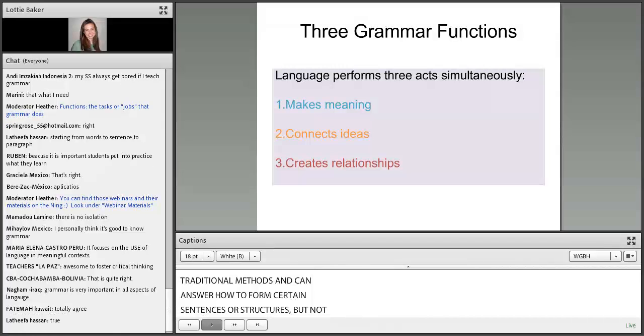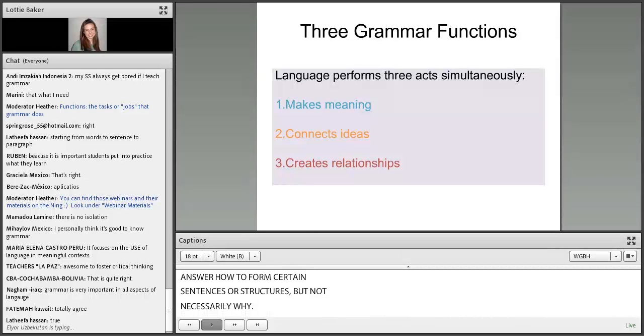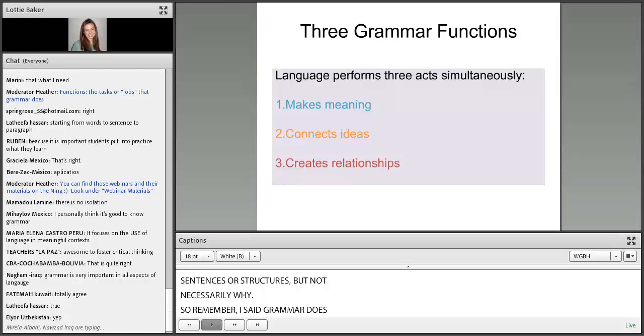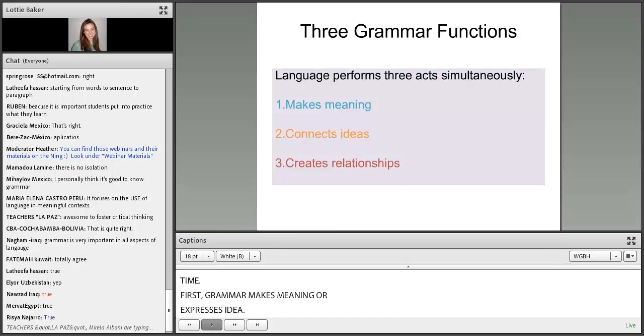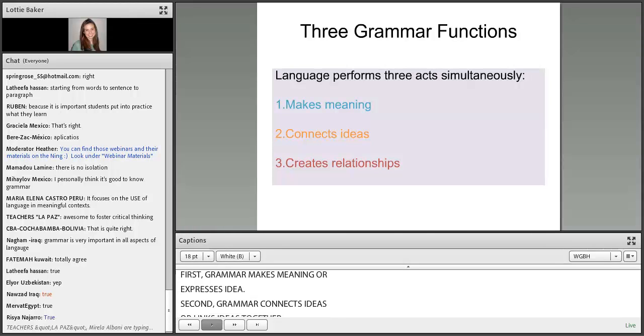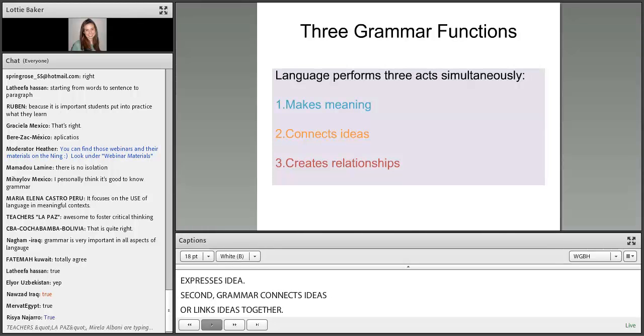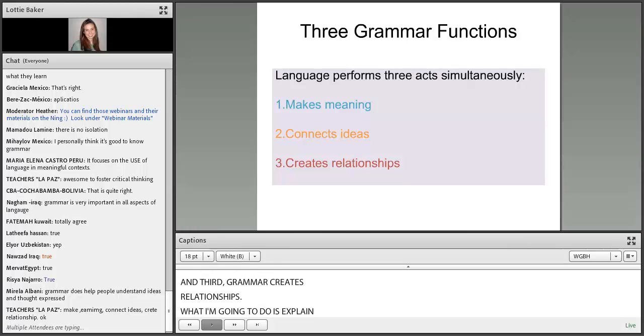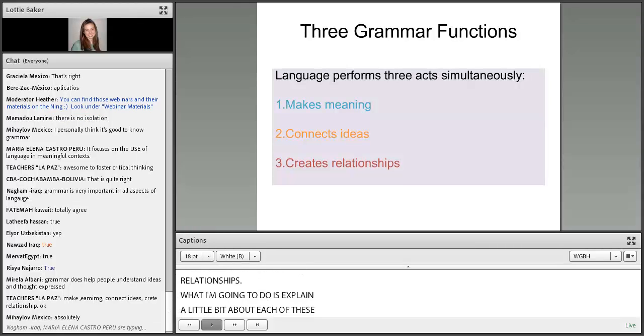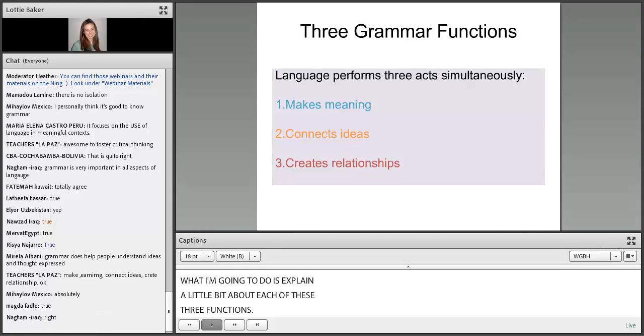So, remember, I said grammar does 3 big acts or tasks simultaneously, or at the same time. First, grammar makes meaning or expresses ideas. Second, grammar connects ideas or links ideas together. And third, grammar creates relationships. What I'm going to do is explain to you a little bit about each of these 3 functions and then describe some ways you might integrate this into the classroom.